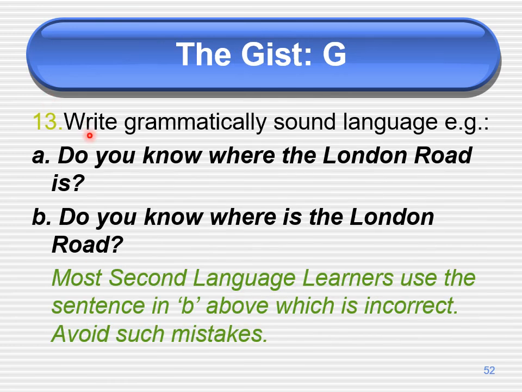Right. Write grammatically sound language. Do you know where the London Road is? And do you know where is the London Road? So the second one is wrong. The first one is correct. So be careful about that.